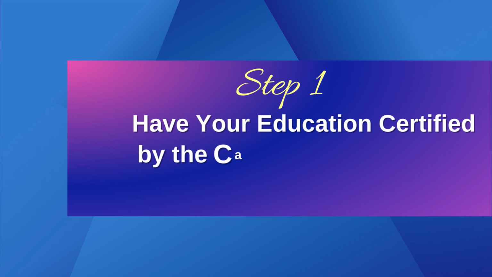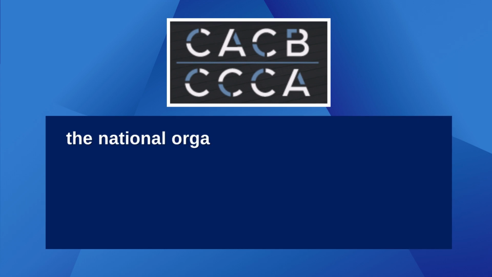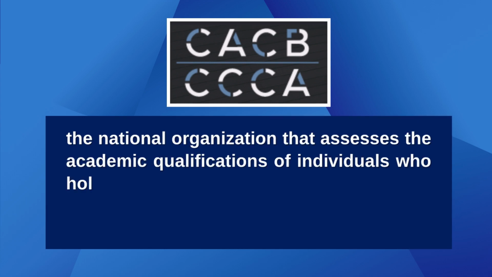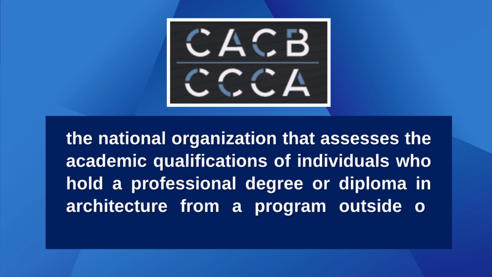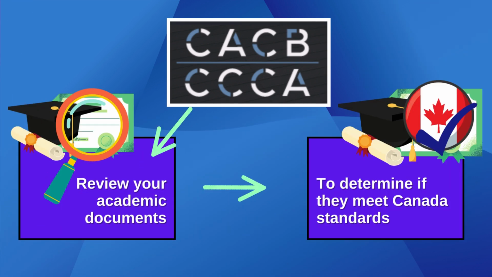Step 1. Have your education certified by the Canadian Architectural Certification Board. The CACB is the national organization that assesses the academic qualifications of individuals who hold a professional degree or diploma in architecture from a program outside of Canada. The CACB will review your documents to determine if your education meets the Canadian standards of competency for architects.